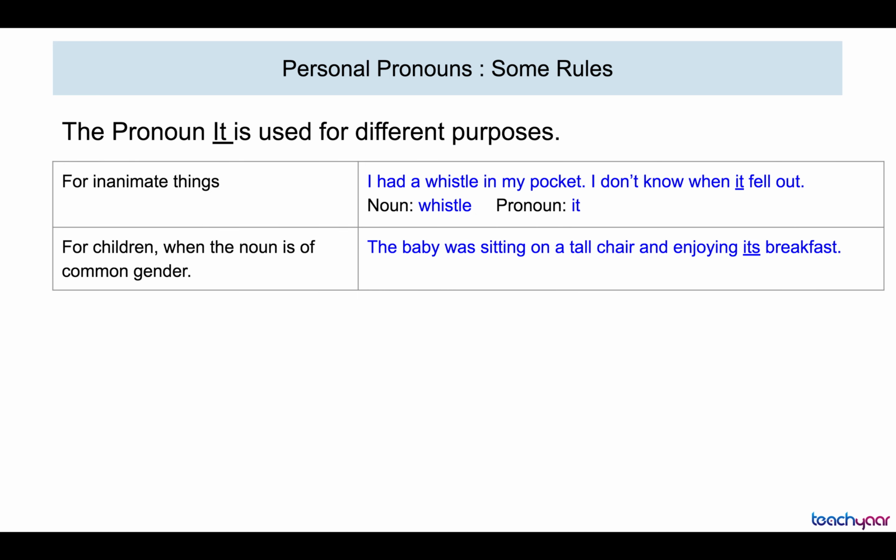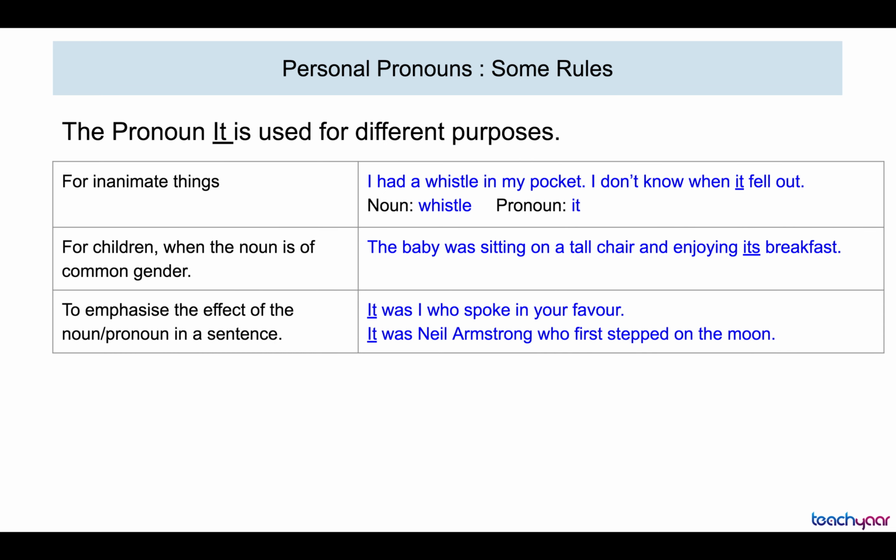For children, when the noun is of common gender. The baby was sitting on a tall chair and enjoying its breakfast. Now see, we are not saying the girl. If you say girl, then the pronoun has to be her. If you say the boy, then you have to say enjoying his breakfast. But what have we used? We have used a noun which is of common gender, baby. So that is why, because we don't know whether it's a boy or a girl, we use the pronoun its.